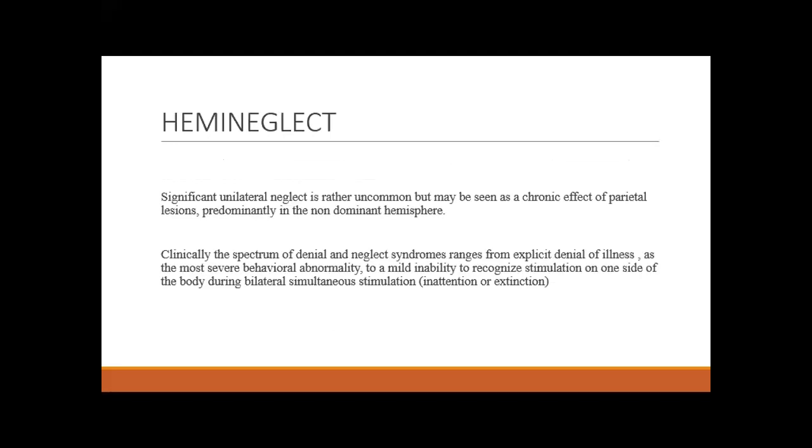Then we talk about hemineglect. A significant unilateral neglect is rather uncommon, but may be seen as a chronic effect of parietal lesions, predominantly in the non-dominant hemisphere. Clinically, the spectrum of denial and neglect symptoms ranges from explicit denial of illness as a more severe behavioral abnormality to a mild inability to recognize stimulation on one side of the body during bilateral simultaneous stimulation, that is, inhibition or extinction.